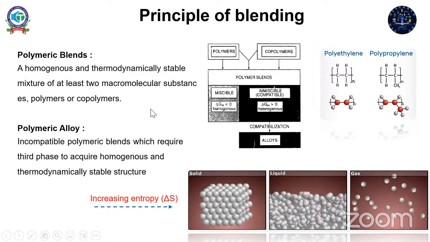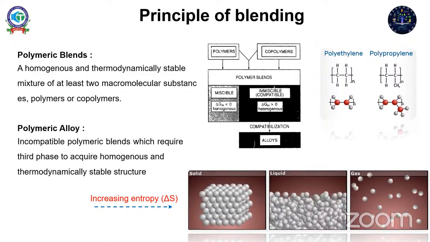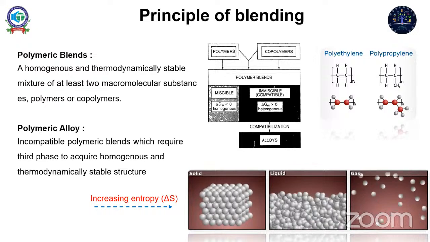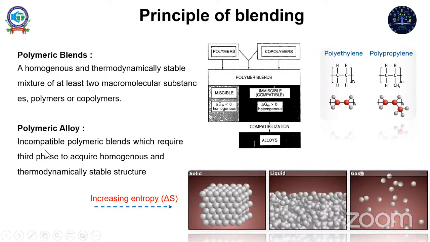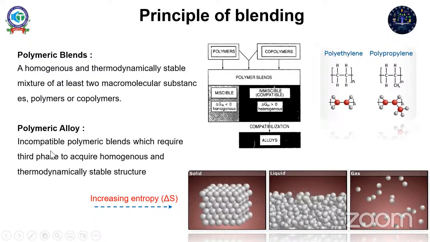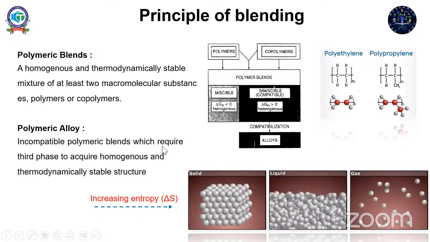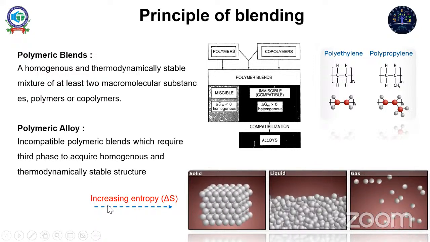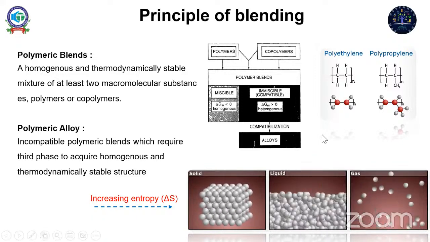So you will get a single phase of the polymer blend. You will not see a phase separated blend. Okay, and when we talk about polymeric alloy, polymeric alloy is nothing but an incompatible polymeric blend, which requires a third phase to acquire a homogeneous and thermodynamically stable structure.